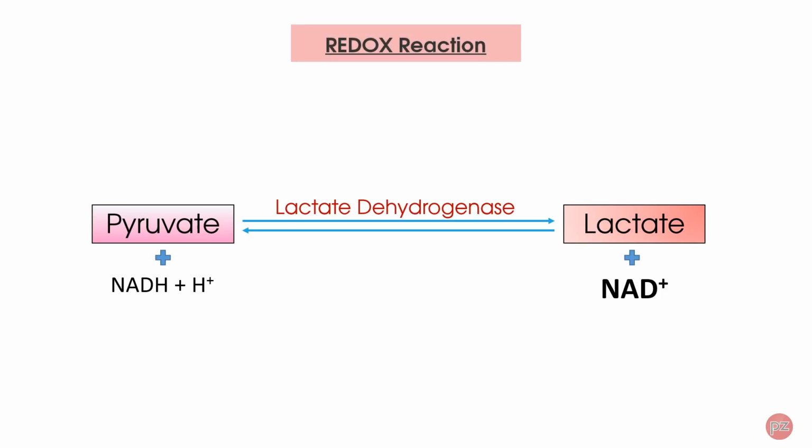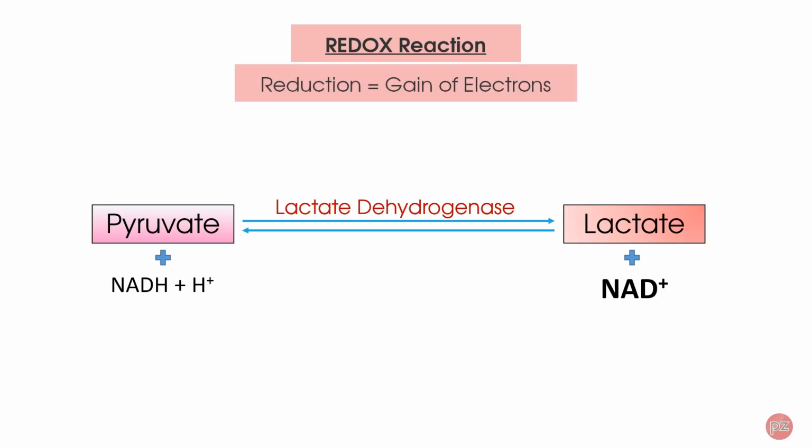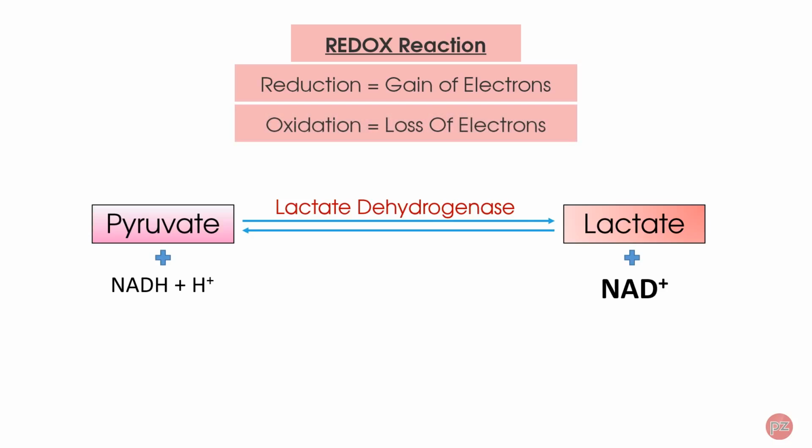Now these are very important physiologically and occur throughout the body, and redox just refers to one half of the reaction being reduction and the other half being oxidation. So pyruvate gains electrons and becomes lactate, and that part is reduction, and the other half is oxidation. So our reduced form of nicotinamide adenine dinucleotide, the NADH, is oxidized and loses electrons to form nicotinamide adenine dinucleotide in its oxidized form.